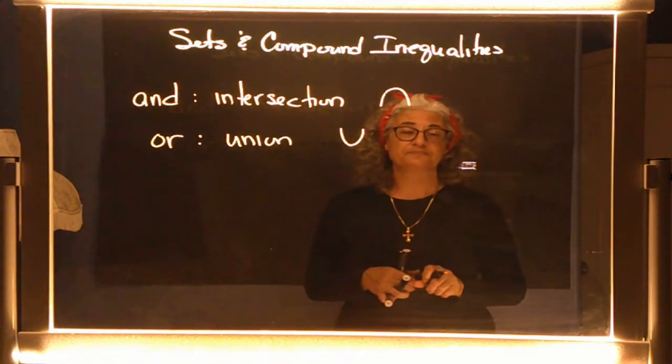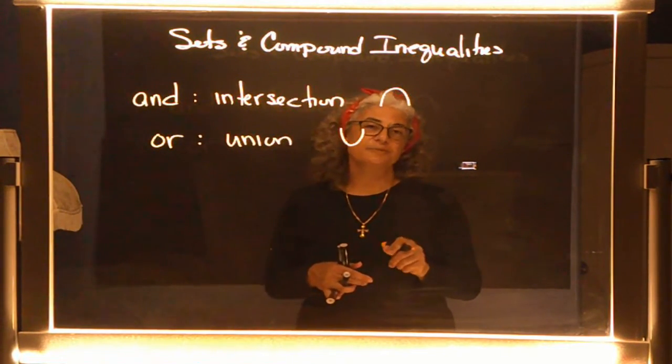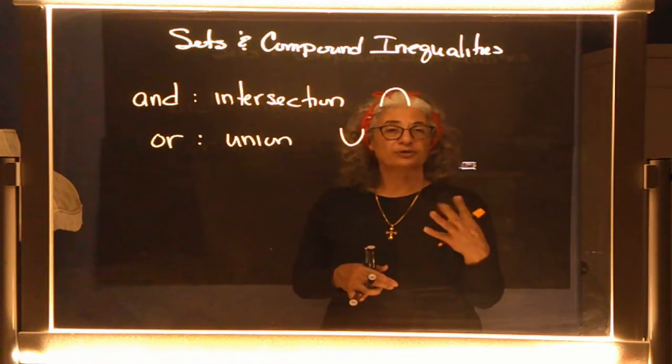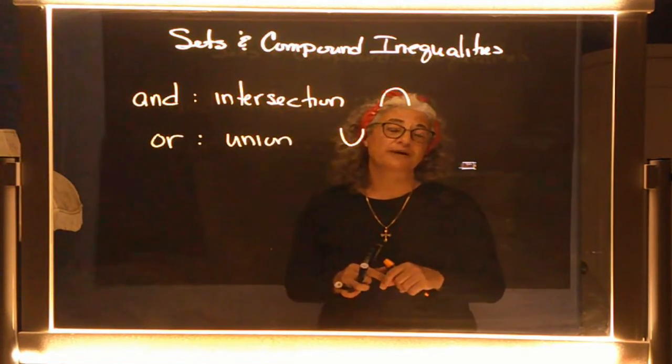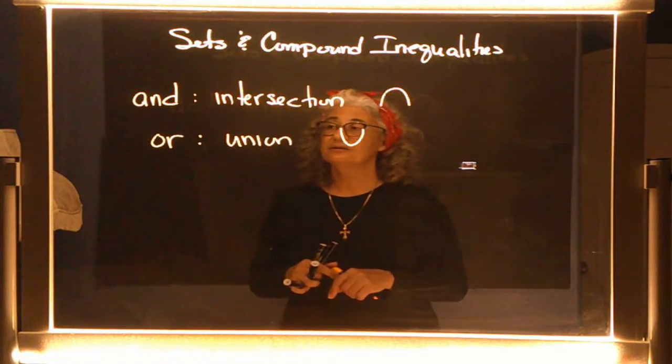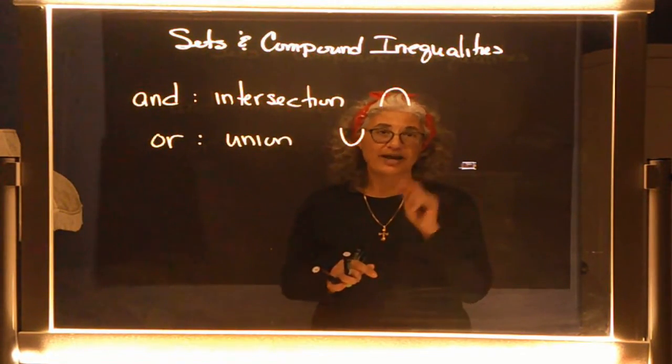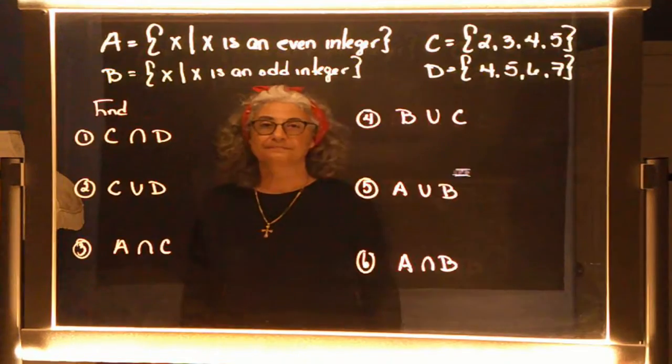Got it? Okay, so I'm going to give you an example. I'm going to give you 4 different sets, and we're going to be talking about the intersection as well as the union for those 4 sets. So hang in there. I'll be right back.